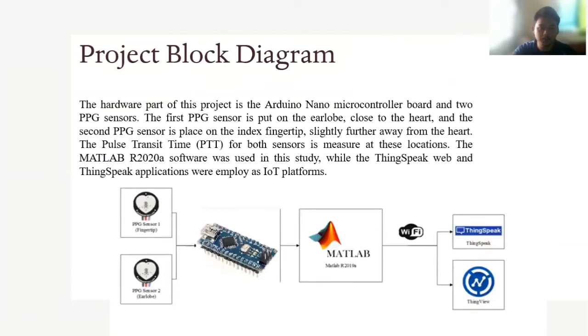Then we go to the project block diagram. The hardware part of this project is the Arduino Nano microcontroller board and two PPG sensors. The first PPG sensor is put on the earlobe, close to the heart, and the second PPG sensor is placed on the index fingertip, slightly further away from the heart. Then the pulse transit time (PTT) for both sensors is measured at these locations.